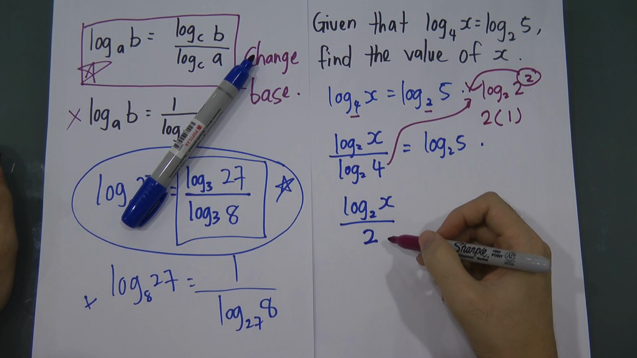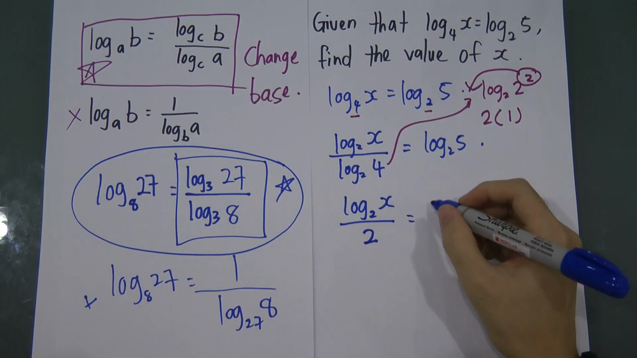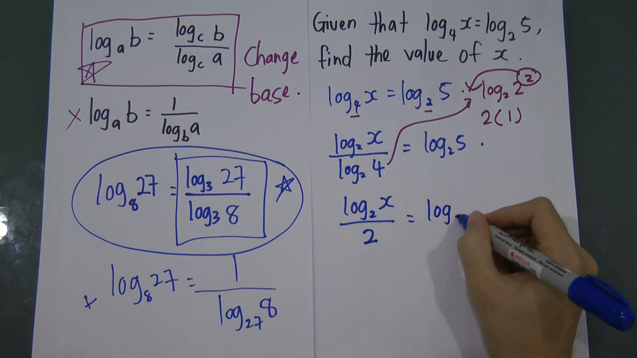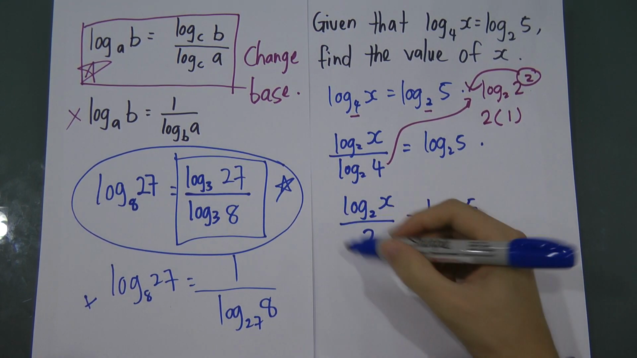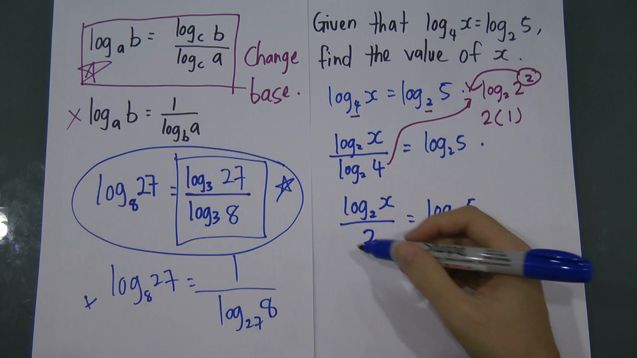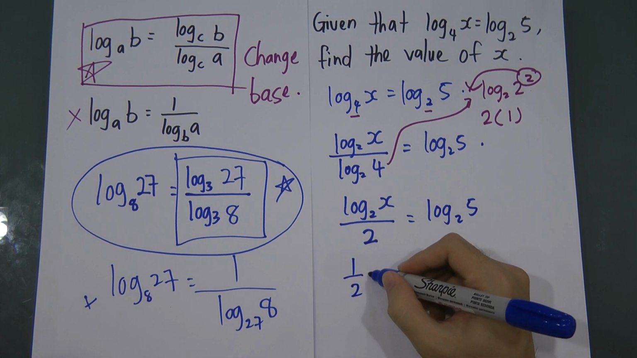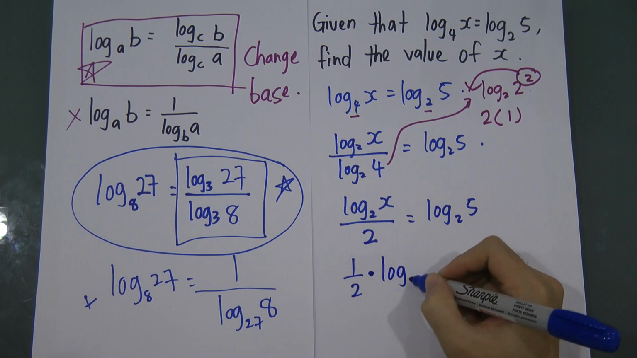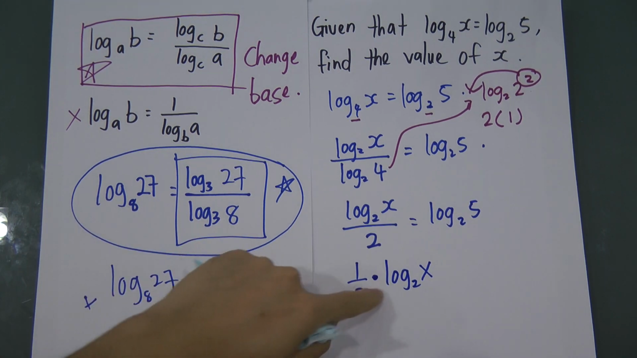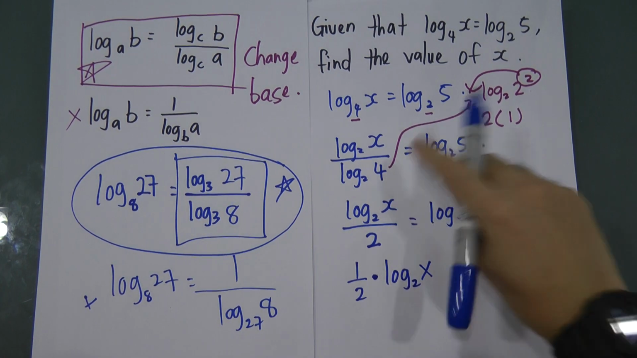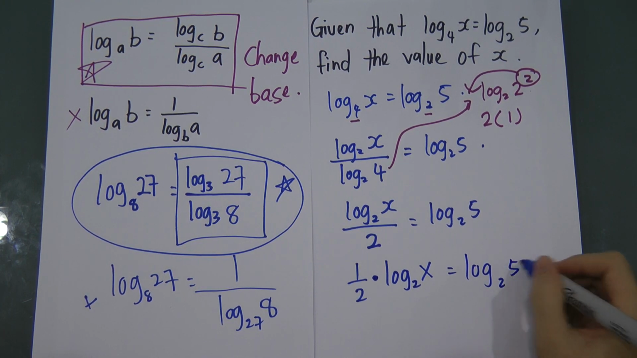So therefore, I will get 2. Alright, so it equals log 2, 5. And in the last video I also mentioned that if you get something like this over 2, you can actually change this one to 1 over 2 multiplied by log 2x, isn't it? This one is actually the same. If you multiply 1 over 2 into it, you will get back exactly the same thing, which equals log 2, 5.